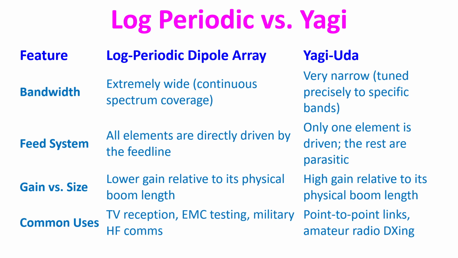It's also useful for military HF communications where they want to shift bands. In the case of the Yagi-Uda antenna, point-to-point links and amateur radio DXing.